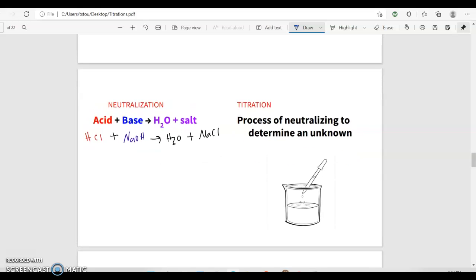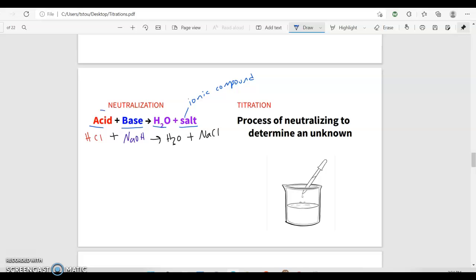So here, if I wanted to say it in a really general way, I would say an acid plus a base makes water plus a salt. Salt is a fancy word for ionic compound, at least fancy in the chemistry world. That's all it means. The last part of class we looked at is titration versus neutralization.